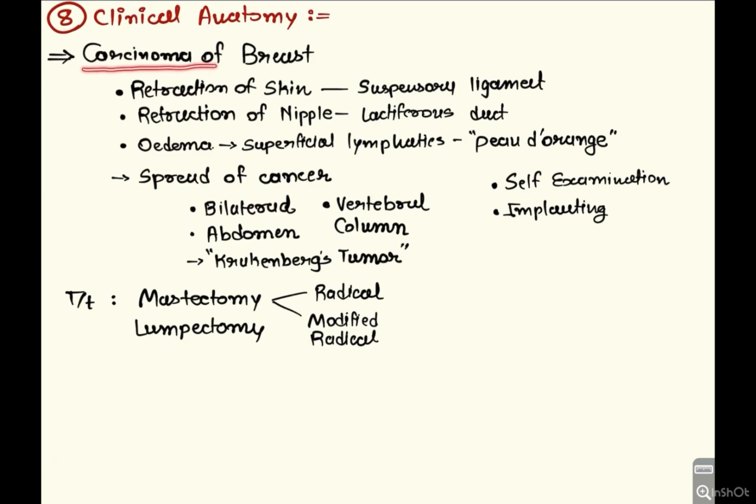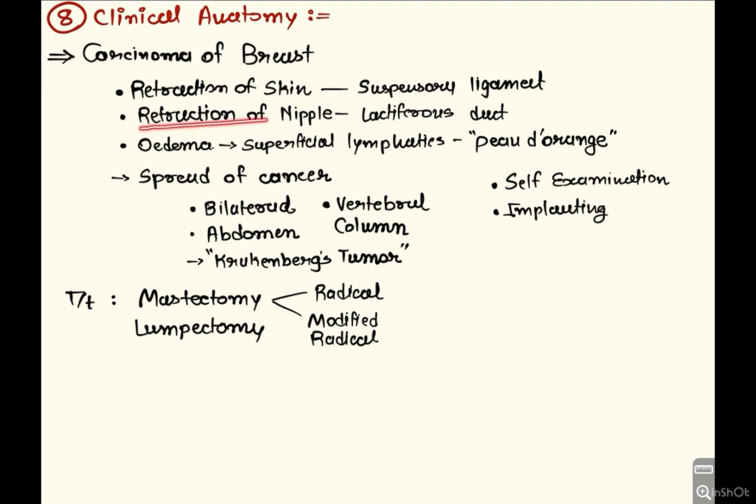Carcinoma of the breast is very common nowadays. What symptoms do we see in carcinoma of the breast? We can see retraction of the skin of the breast. Why is there retraction of the skin? It is due to infiltration of the suspensory ligament of Cooper by the cancer cells. So when cancer cells infiltrate the suspensory ligament of Cooper, there will be retraction of the skin.